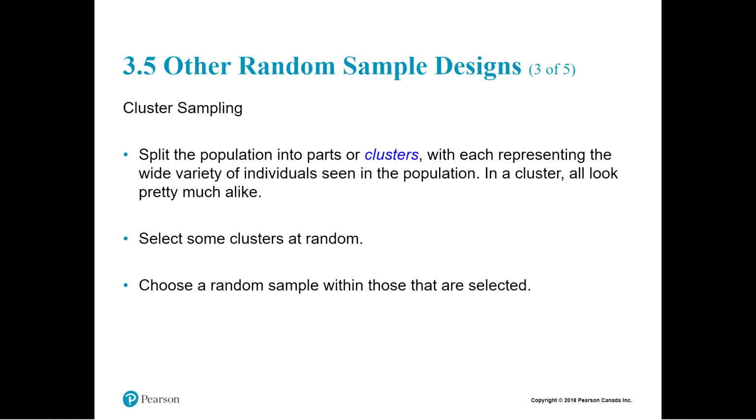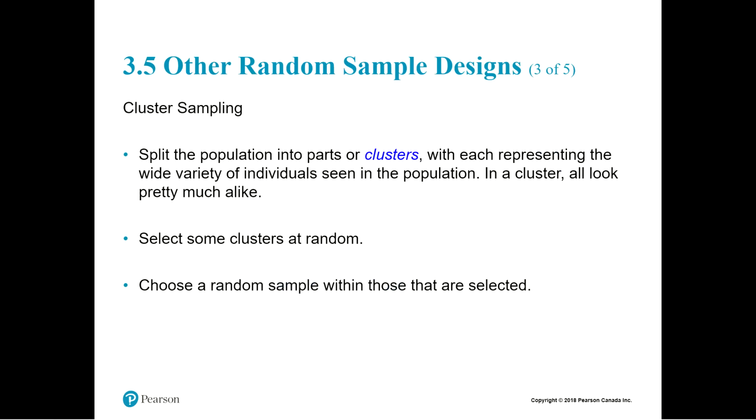Cluster sampling: split the population into parts or clusters, each representing the wide variety of individuals seen in the population. In a cluster, all look pretty much alike, and you need to select some clusters at random. Then choose a random sample within those that are selected. This is a cluster sample.